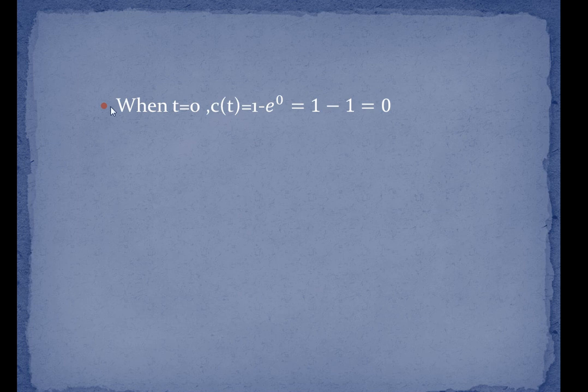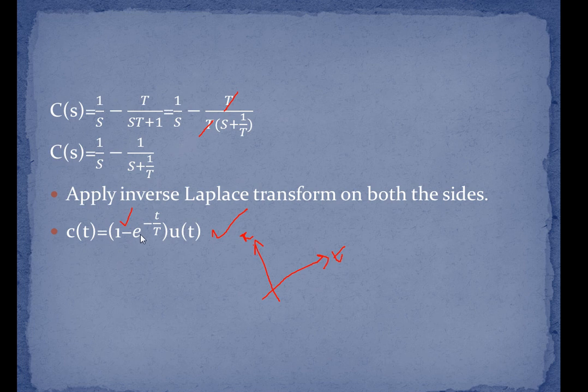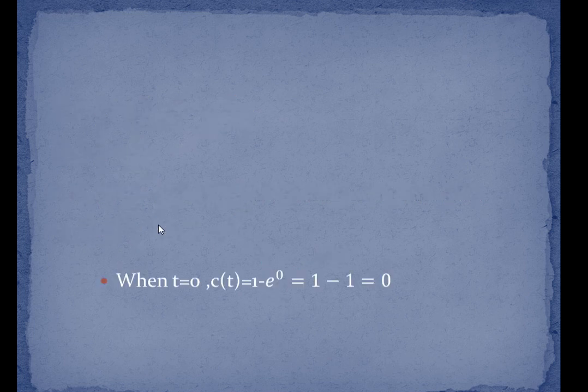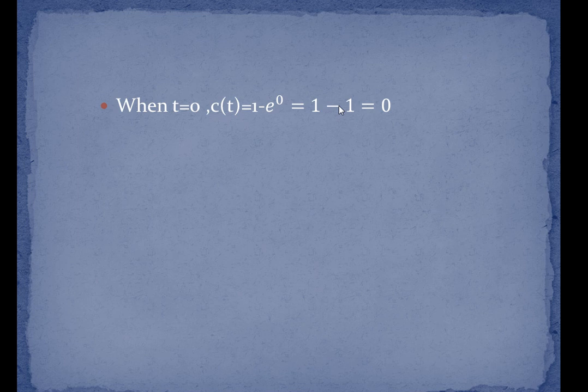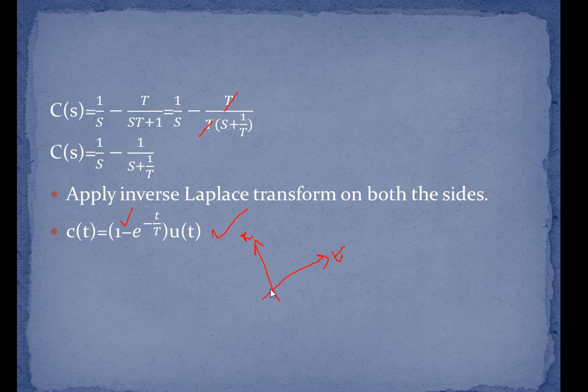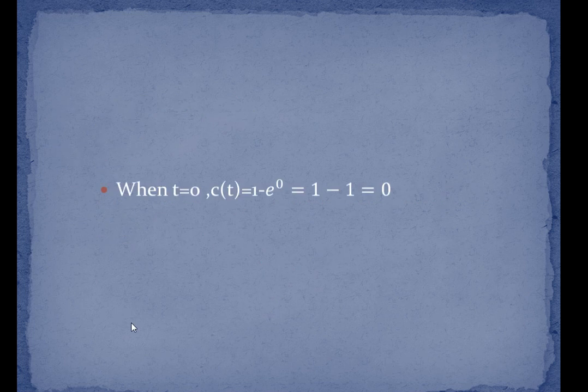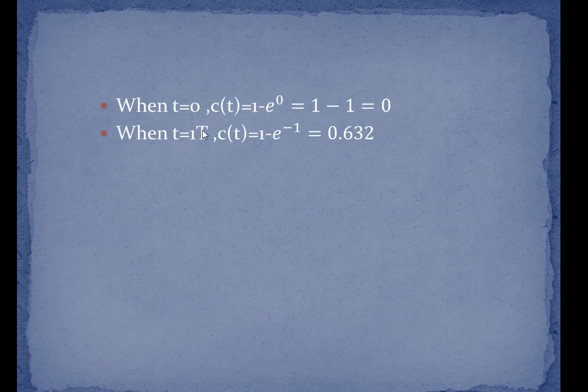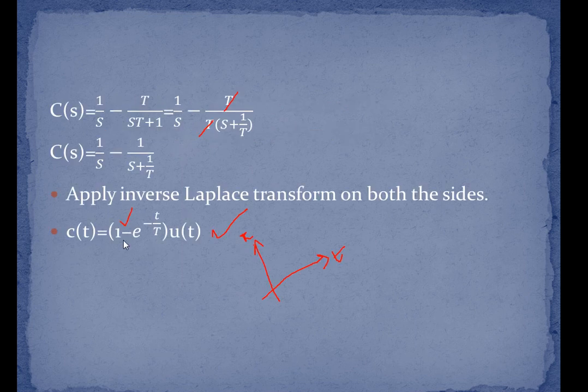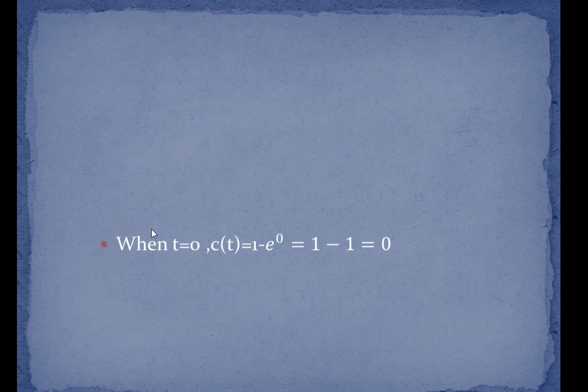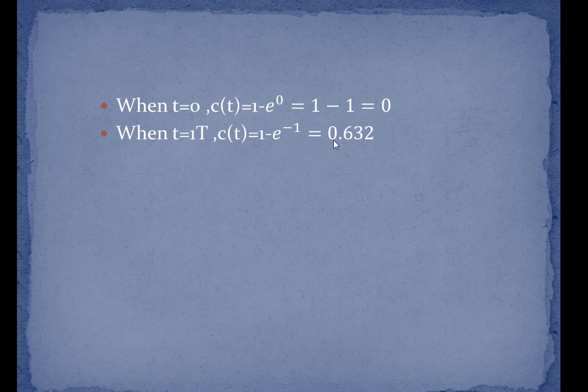For example, if I take t equal to 0, the equation becomes 1 minus e power minus 0. e power 0 value is 1, so 1 minus 1 is 0. So here I am getting the point 0. In the second case, I am taking t equal to 1 tau. Substituting t equal to 1 tau in this equation, we get 1 minus e power minus tau by tau, the tau gets cancelled, and the value is 1 minus e power minus 1. So 1 minus e power minus 1 value is 0.632.